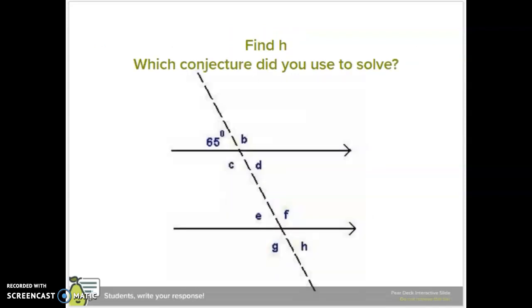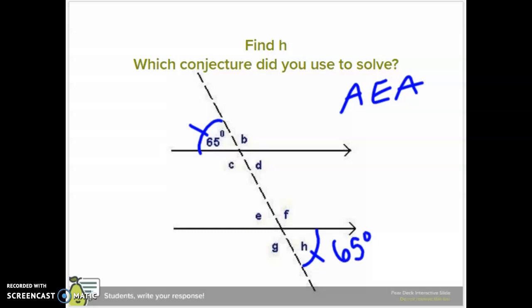Pause the video, try it. I found h using the alternate exterior angles conjecture with 65. So 65 and h are alternate exterior angles, which would mean h is 65 as well.